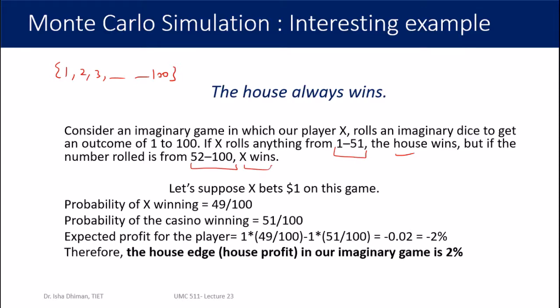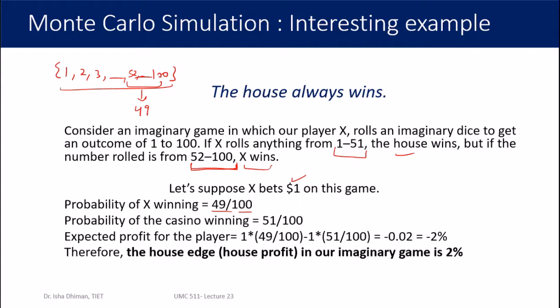So now we want to know what is the chance of X winning. What is the probability? We just want to make some quantification, a parameter to know whether X is going to win or not. So let's suppose X bets $1 on this game. Then you can calculate the probability of X winning is 49 by 100, because out of these 100 numbers, X is winning in the range 52 to 100. How many numbers are these? These are 49. So the number of favorable cases for X is 49 and the total number of cases is 100.